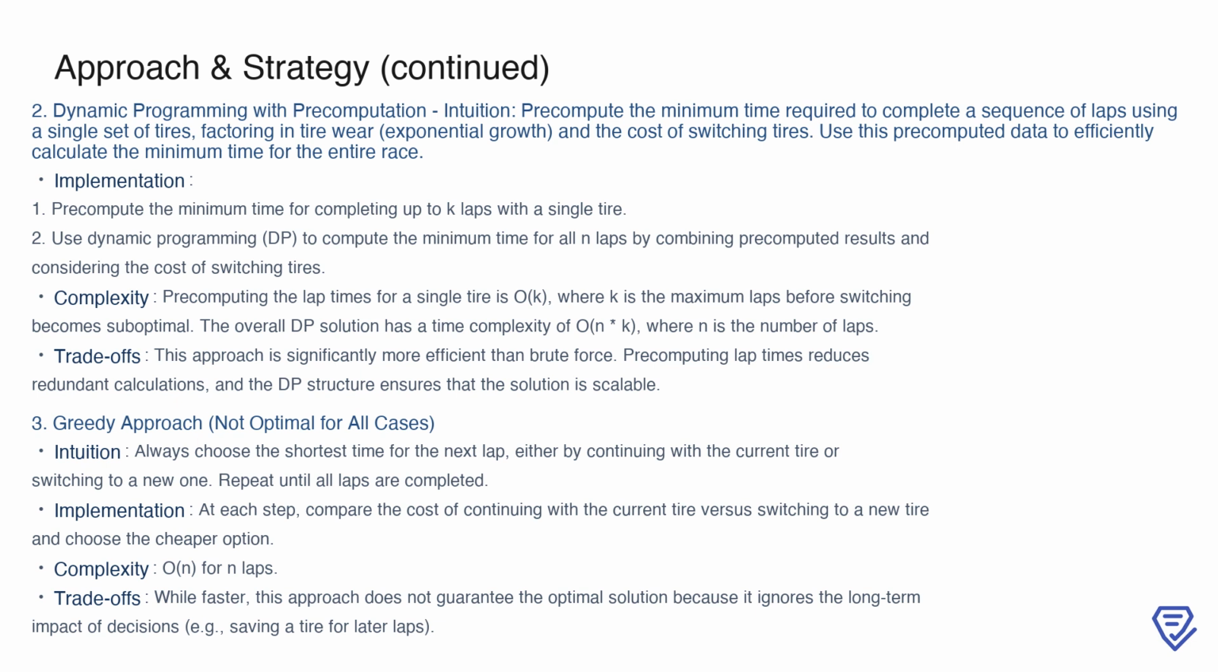Another option considered was the greedy approach, which selects the shortest time for the next lap at each step. While this method is fast with an n complexity, it often fails to achieve the optimal result, as it doesn't account for long-term decisions, such as preserving a tire for later laps. Thus, the dynamic programming approach is preferred due to its balance of efficiency and accuracy.